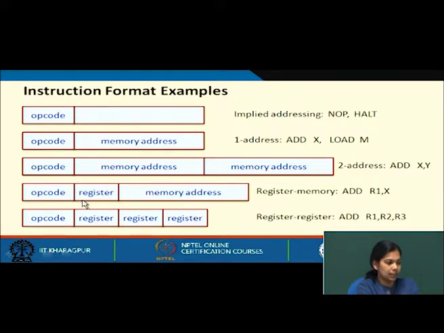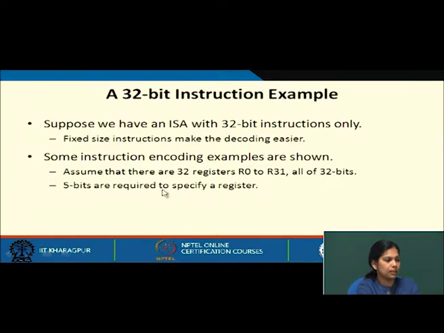We can have another instruction where one can be a register and another can be a memory operand, or we can have another kind of instruction, a three address instruction where all are registers. So, these are various instruction formats. Now, consider a 32-bit instruction example. Suppose our instruction set architecture has only 32-bit instructions.